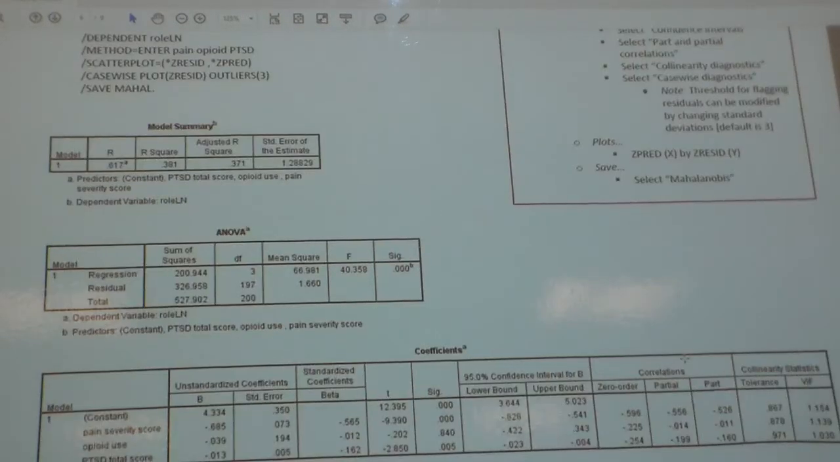And when we do this, Katie, help me out. What are we seeing here in this first box? And what does that tell us?